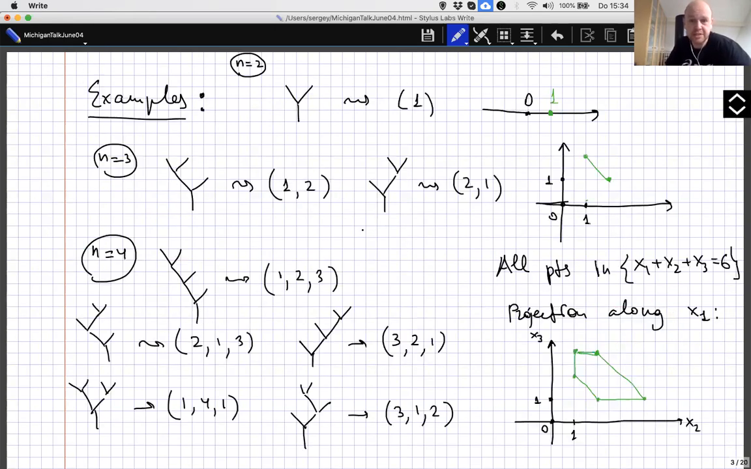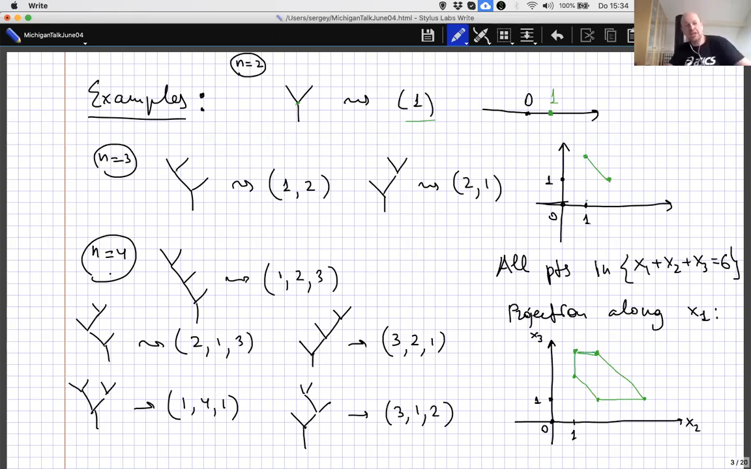Here are some examples. If I have n equals 2, I have just one binary tree, this one. There is nothing to compute, it's just coordinate 1 in one-dimensional space, so this point is my associahedron. If I have n equals 3, then I have 2 possible binary trees. This one gives me (1, 2), this one gives me (2, 1), and then I have a closed interval.